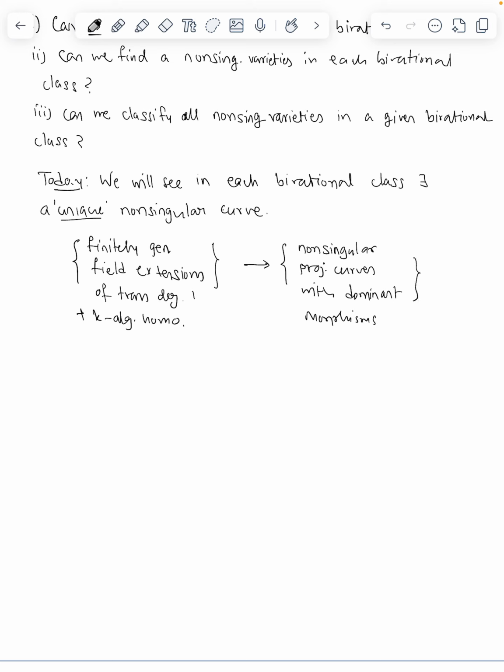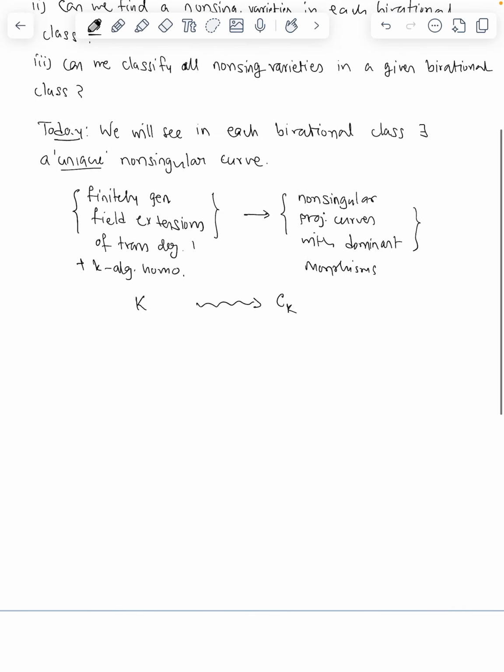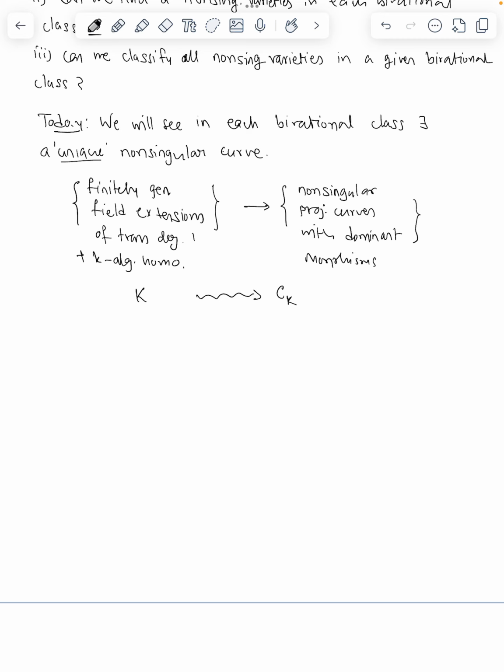So with each capital K, which is of transcendence degree 1 and finitely generated over small k, I will associate an object, something which I will denote throughout by C_K. I will define what C_K is. Now before doing everything, let me fix some notations. This notation will be followed throughout this talk.